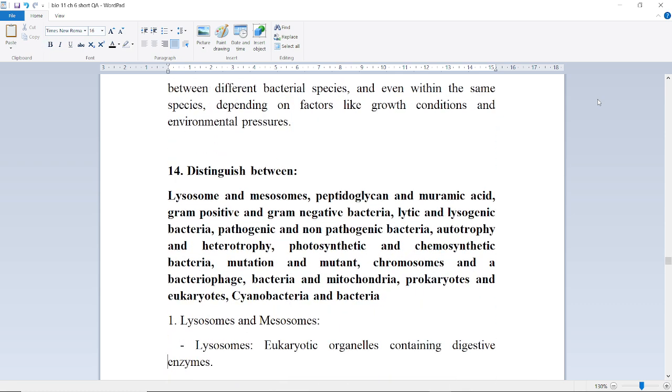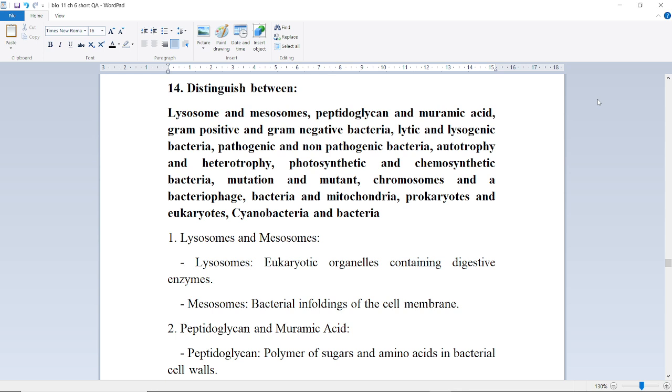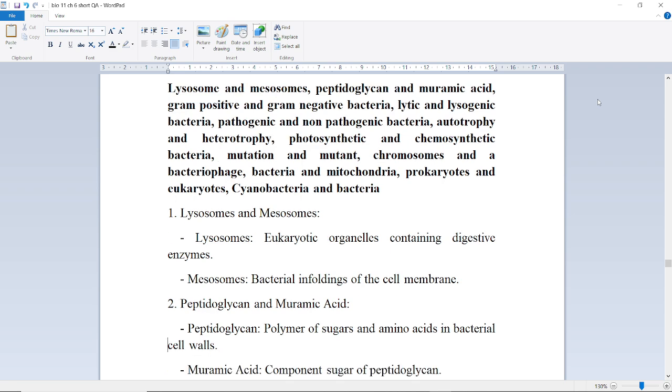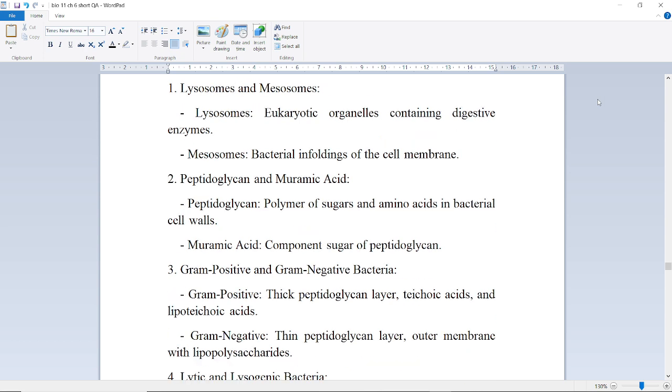Next question is, distinguish between lysosome and mesosome, peptidoglycan and muramic acid, gram-positive and gram-negative bacteria, lytic and lysogenic bacteria, pathogenic and non-pathogenic bacteria, autotrophy and heterotrophy, photosynthetic and chemosynthetic bacteria, mutation and mutant, chromosomes and bacteriophage, bacteria and mitochondria, prokaryotes and eukaryotes, cyanobacteria and bacteria. So first of all, we see the difference between lysosome and mesosome. Lysosomes: eukaryotic organelles containing digestive enzymes. Mesosomes: bacterial infoldings of the cell membrane.